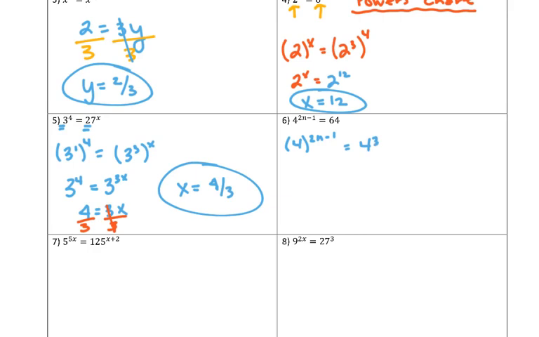The other option is you could write them both with a base of 2. I'll show you that one in a minute. But here we have 4 to the power of 2n minus 1 and 4 to the power of 3. So you are going to set 2n minus 1 equal to 3 and then solve from there. And you're done.